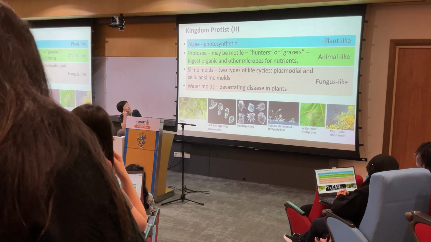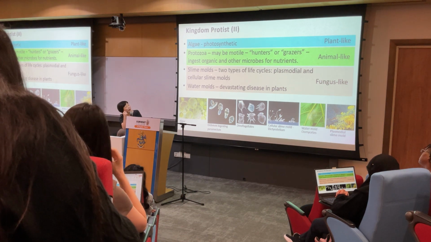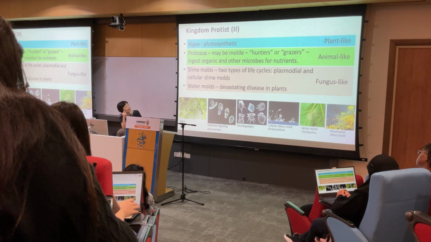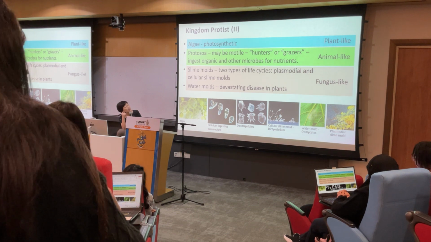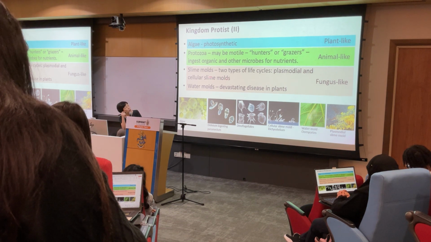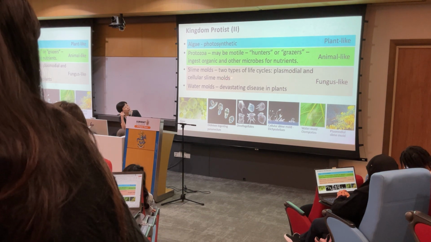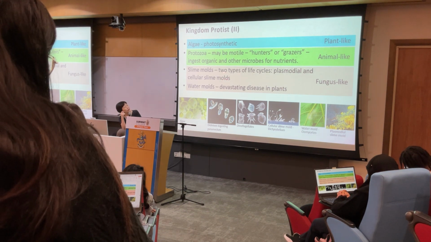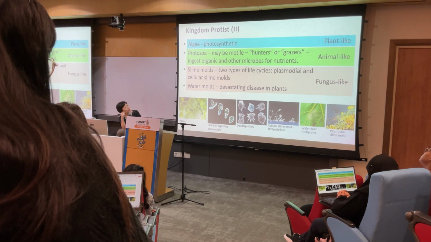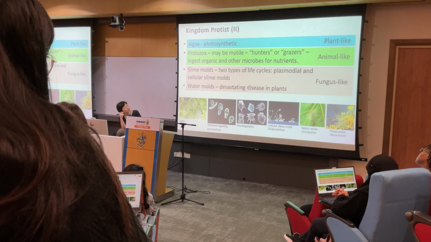And the last one is slime mold. They also have two kinds of life cycle, plasmodial and cellular slime mold. We will have, I think, a few slides later in another chapter to talk about that. Water mold is also not well known, and not important for humans, but it causes disease in plants.